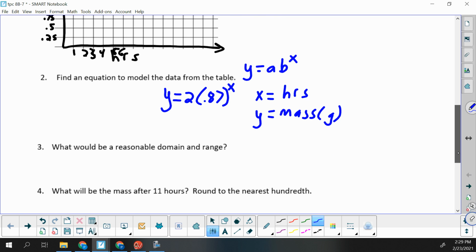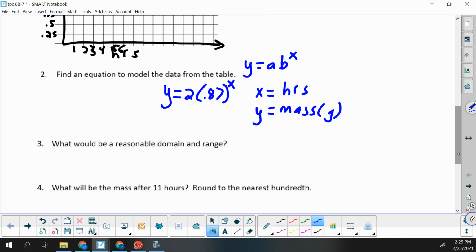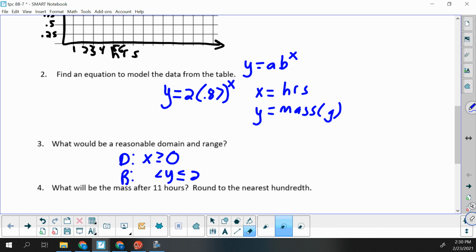So for our domain and range, well, time could keep going on. So our domain, we could have x is greater than or equal to 0. And for the range, the highest we ever get is 2, and we do equal to. But in an exponential function, it'll get closer and closer to 0, but it will never hit. So our lower bound is 0, and we're not including that.